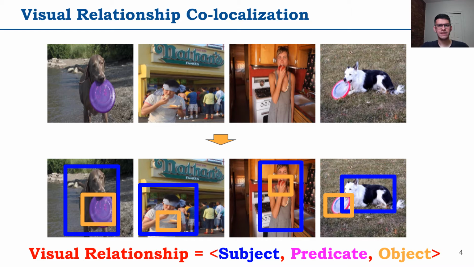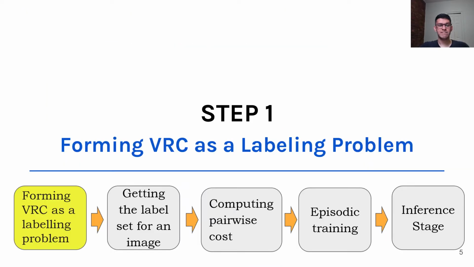To be precise, given a bag of B images, each containing a common latent predicate P, our goal is to localize visual subjects and objects connected via P in each of the images of the bag. We solve VRC in 5 steps. In step 1, we formulate it as a labeling problem.